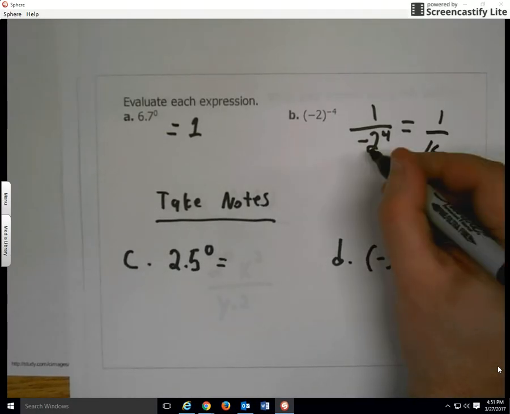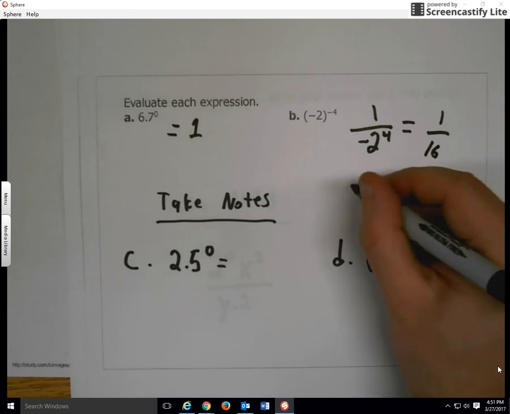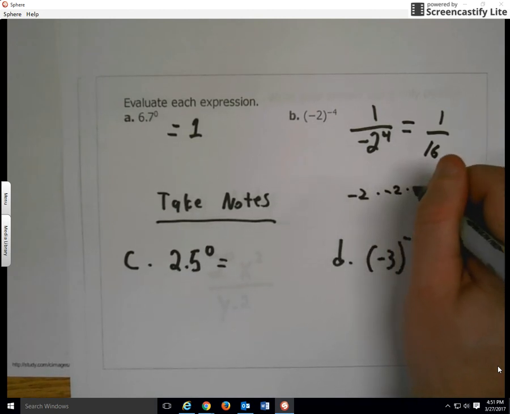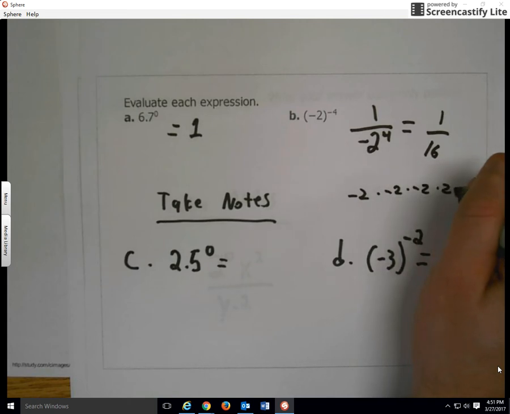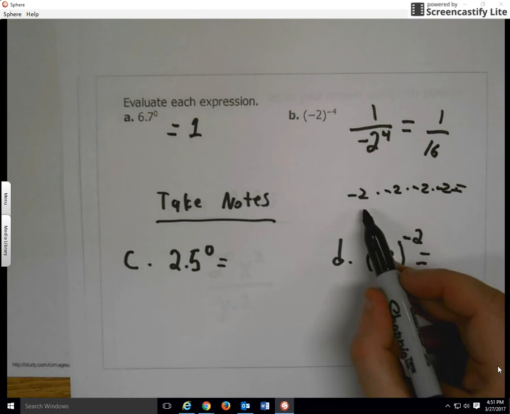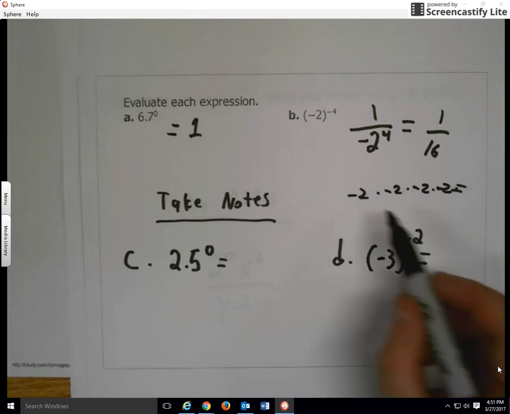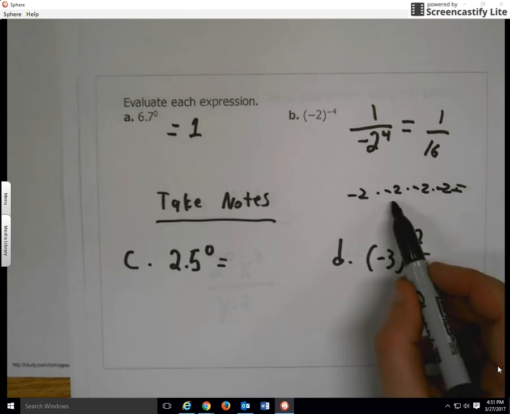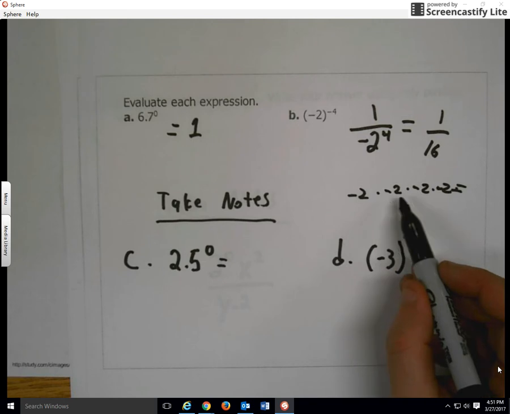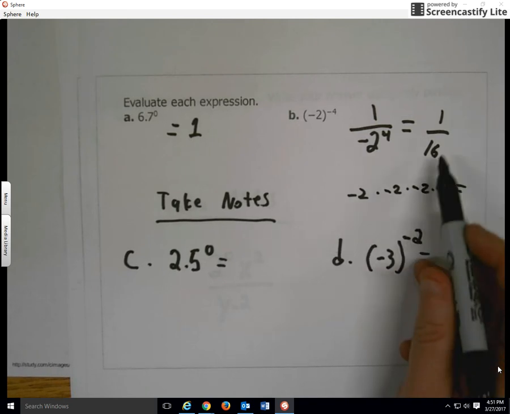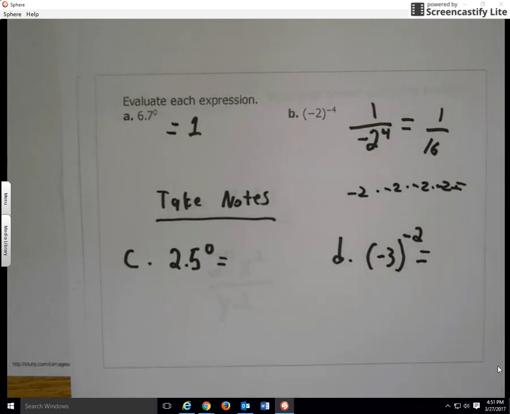And remember, whenever there's a positive number, negative 2 times a negative 2 times a negative 2 times a negative 2. Whenever there's an even number of negatives, it's always positive, because a negative times a negative is a positive, times a negative is a negative, times a negative is a positive. So it would be a positive 1 over 16.